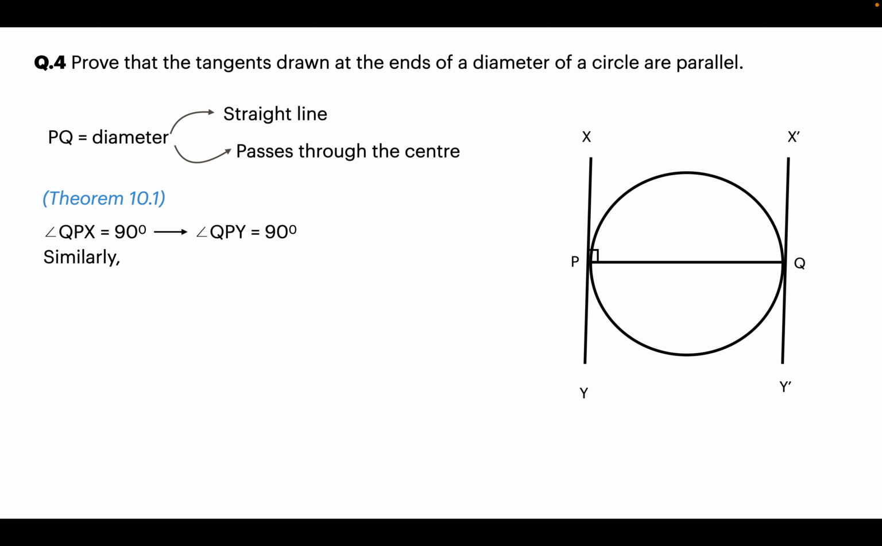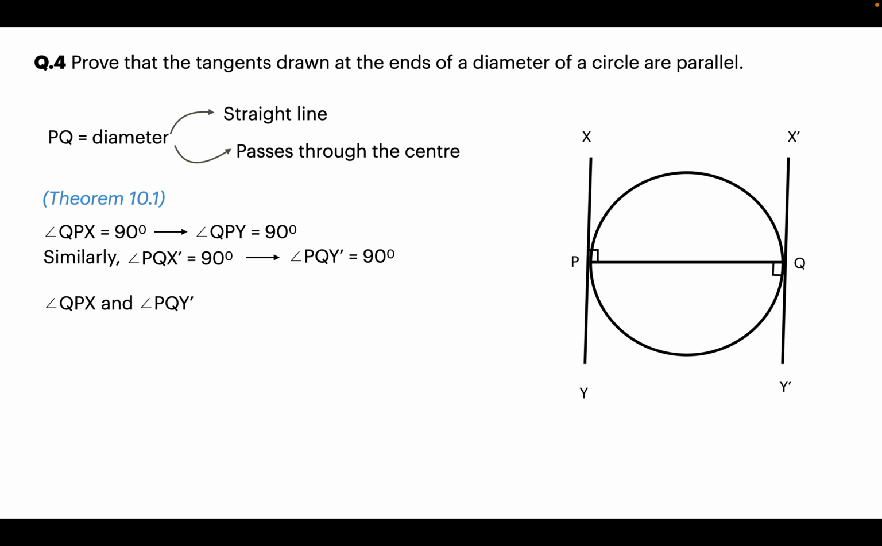Similarly, we can say it for the other side. Angle PQX', that is this angle, is going to be 90. Why? Because if you locate the center on this diameter, and if you draw a line that touches the point Q, then it is going to be perpendicular from theorem 10.1. So this angle is going to be 90, and then the angle adjacent to it, that is angle PQY', this one, is also going to be 90 degrees.